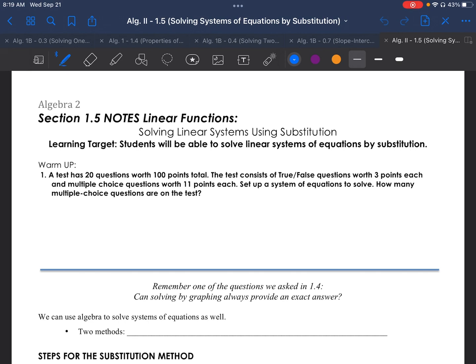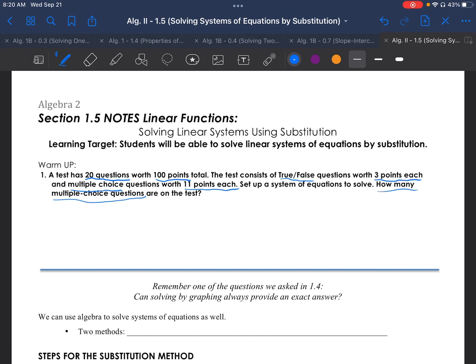Alright, so one good thing I always like to do when I see a word problem is underline some key information. The fact that it has 20 questions is good to know, and that it's 100 total points. We know we have true-false questions that are 3 points each, and multiple choice that are 11 points each. So we know we're going to set up a system of equations. You can choose whether or not you want to underline that. And the question we want to answer is how many multiple choice questions there are.